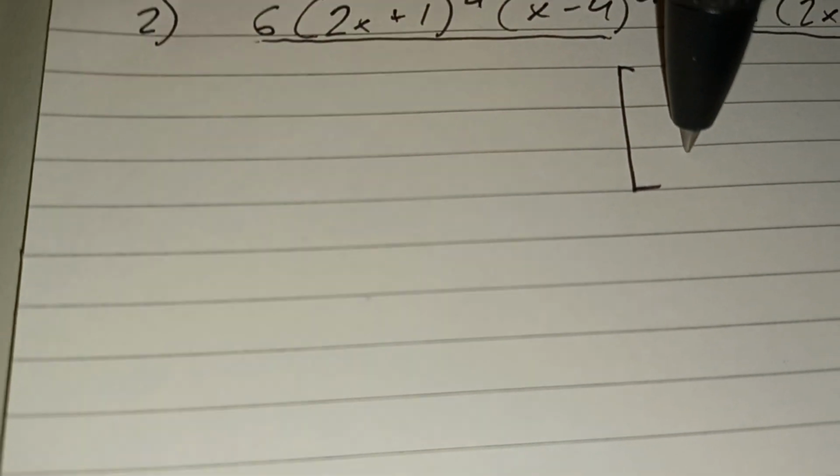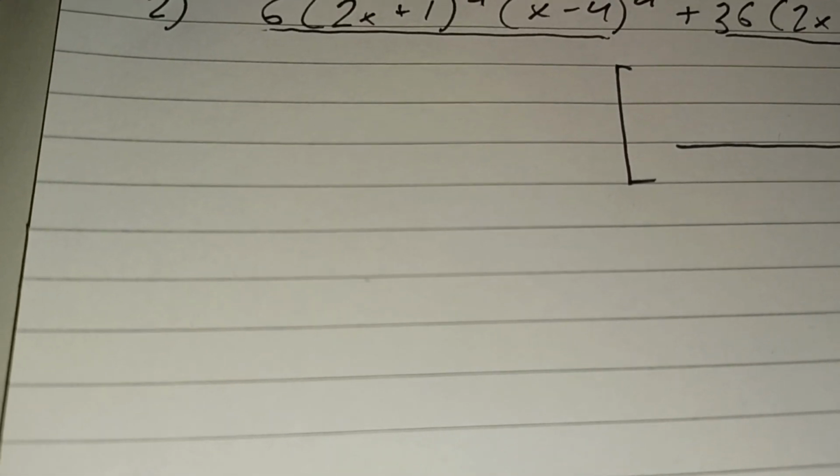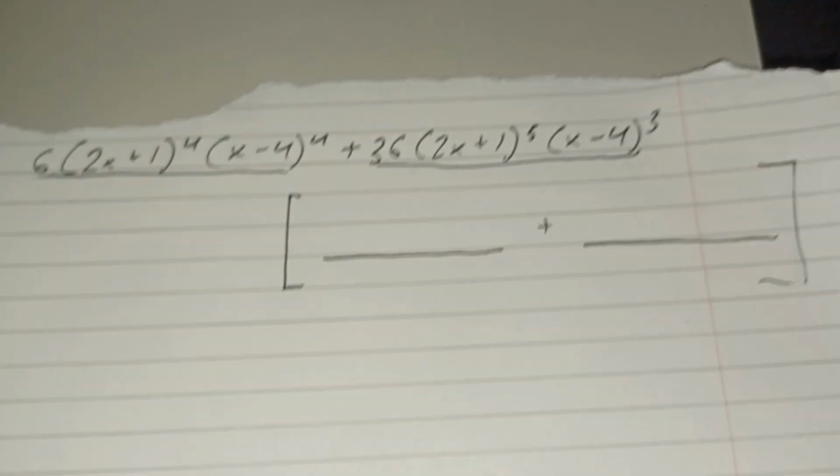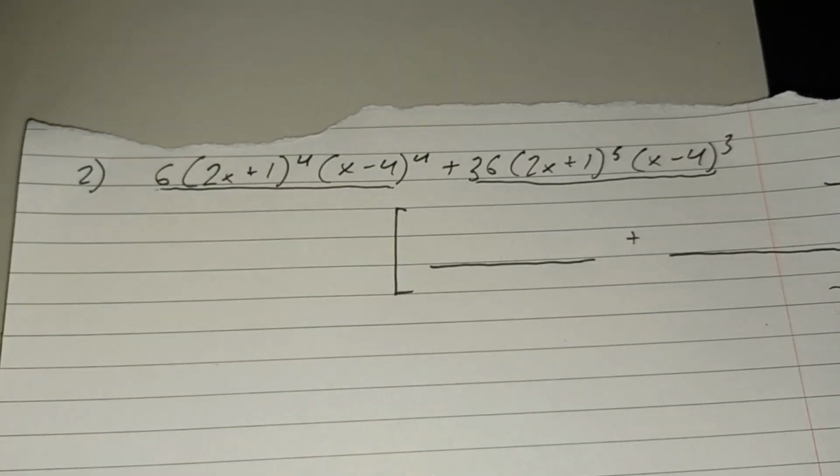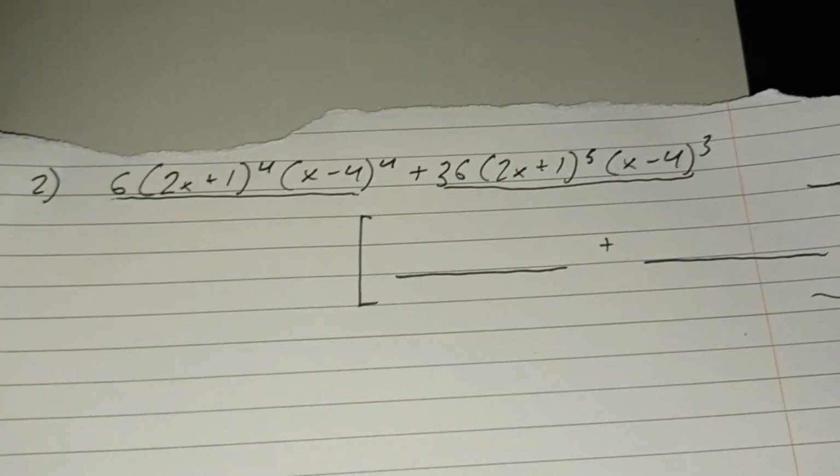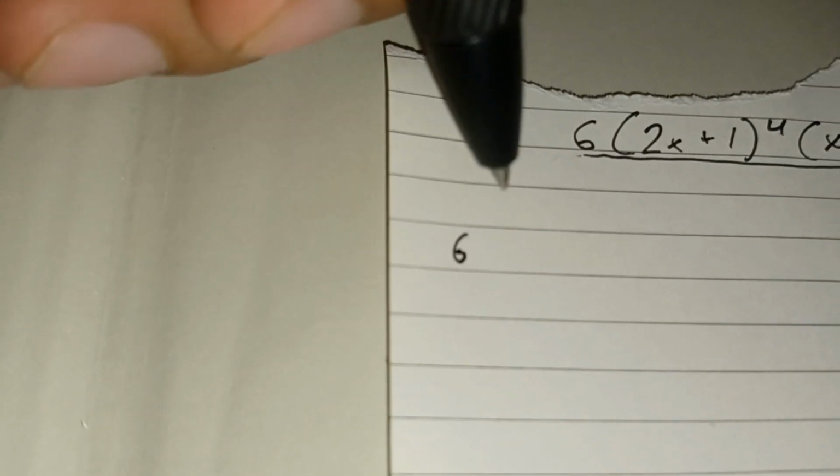Let's draw our brackets, because these are going to be the two terms that we're going to be factoring, right? With the plus sign in the middle, because that's separating these two terms. So we look at these two terms and what do they have in common? We see that they do have a 6 in common. We can factor out a 6 out of this example. So let's factor out a 6.